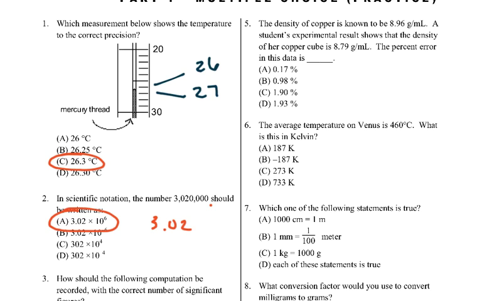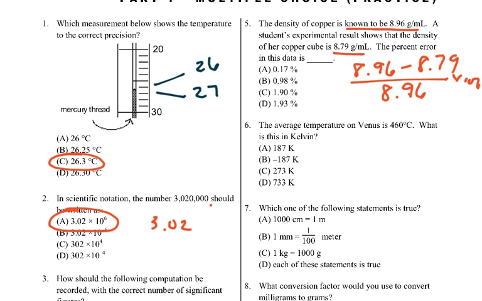Okay, density of copper is known to be 8.96, so that's our known value. And the student's experimental result was 8.79. What's the percent error? So we want the difference. How far are they off? So I'm going to say 8.96 minus 8.79 divided by what is supposed to be 8.96. And this will all be times 100%. And when we get down, the answer comes out to be 1.897. So that rounds up to 1.90.